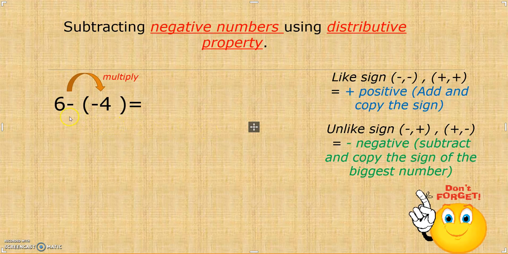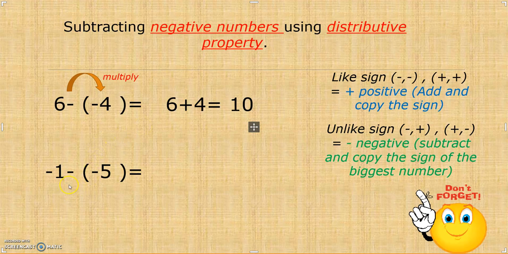Here in our example, we have 6 minus negative 4. We multiply the minus sign and the negative sign, so it is 6 plus 4, because negative times negative is equal to positive. So the answer is 10.